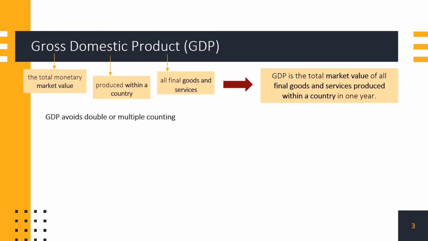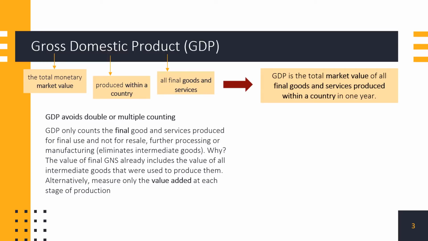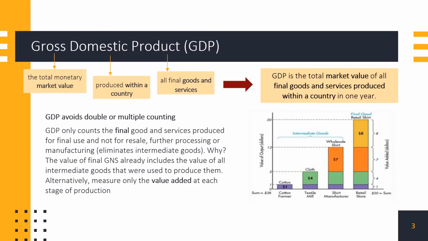Number 1, GDP avoids double or multiple counting. What that means is it only counts the final goods and services produced for final use and not for resale, further processing, or manufacturing. In other words, GDP eliminates intermediate goods. The reason is that the value of the final goods and services already includes the value of all the intermediate goods that were used to produce them. So that is why, alternatively, GDP is also known as adding up only the value added at each stage of production. Here is an illustration, which I hope will help you understand this concept better.